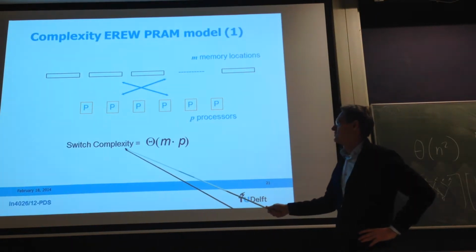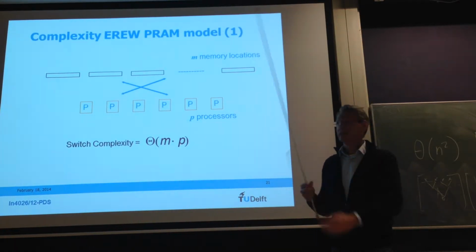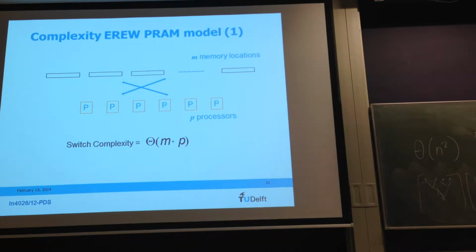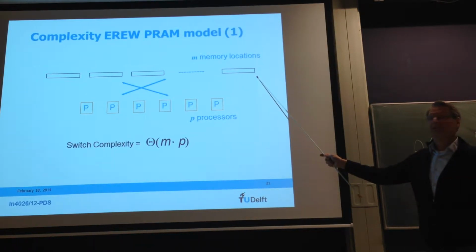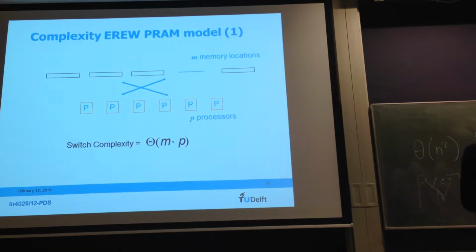we need the switch between these and these, which has complexity M times P, because we have M memory locations and we have P processors, so we need a switch. We can arbitrarily select a memory location to a processor connection. There you have it, that's okay.